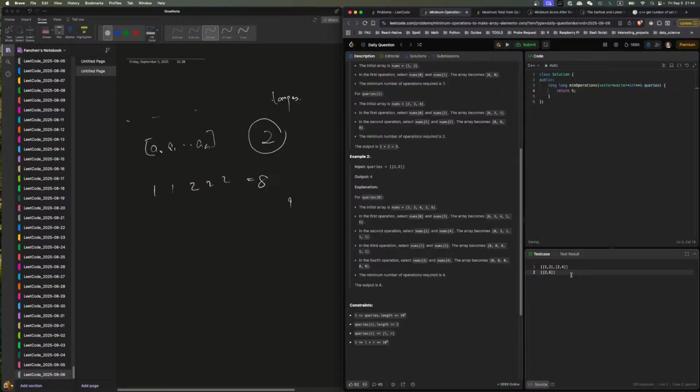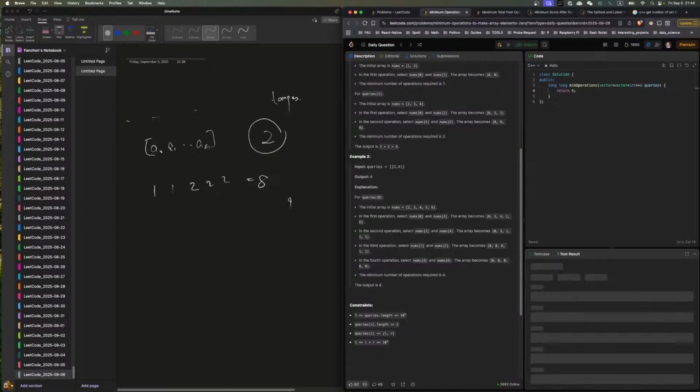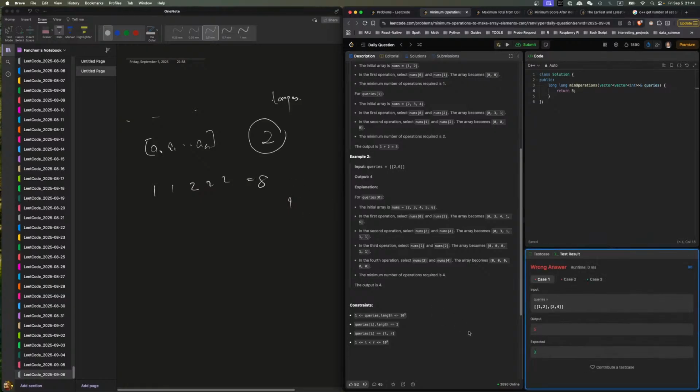If, let's say, 2, 7. Right? I think 2, 7 will be 5, because you add another one, this becomes 9, so it becomes 5. Exactly. I think that is the solution.